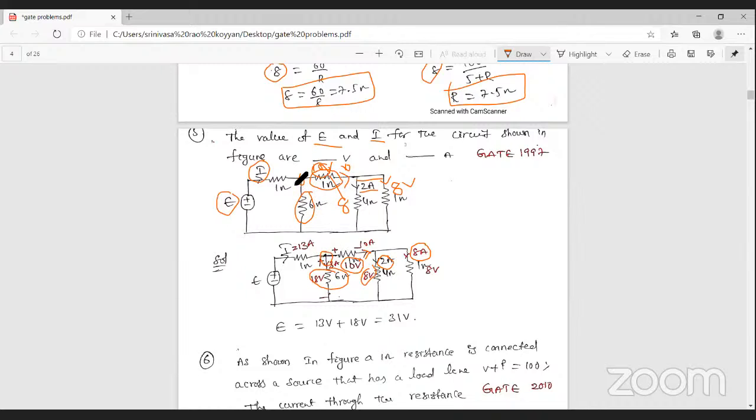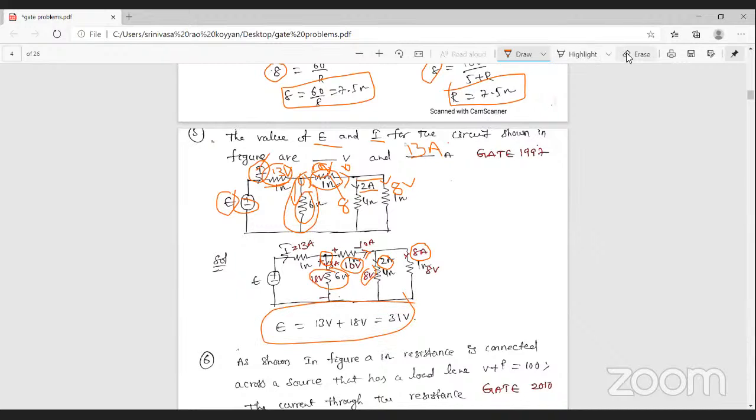So the current passing through the 6 ohm resistance is 3 amperes. Here also 10 amperes. Then what is the total current? That is 10 plus 3, 13 amperes. So the current passing through the 1 ohm resistance is 13 amperes. 13 amperes into 1 ohm, that is 13 volts, the voltage across the 1 ohm resistance. Total current is 13 amperes, and you want the total voltage. So total voltage is equal to this voltage drop plus this voltage drop. That is 13 plus 18, that is 31 volts.